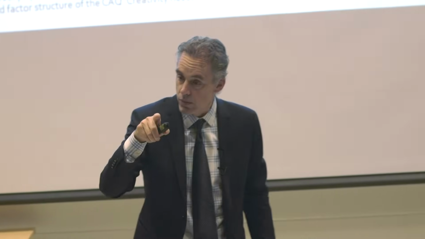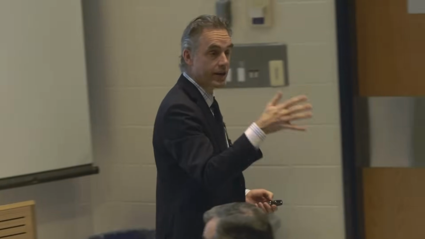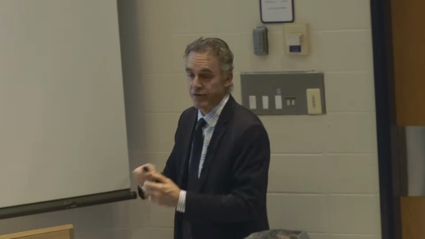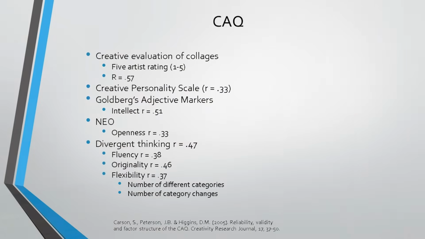The first thing we found was that there was quite a high correlation between each artist's judgment of the quality of the collages. I can't remember what the inter-rater reliability was, but it was something like 0.8. It was really high. So it was clear that trained artists could make reliable judgments about the quality of collages, because you had to check that out first. Because if they're all over the place, you've got no measure, right? It's like everyone's using a different ruler. So they have to be using the same ruler.